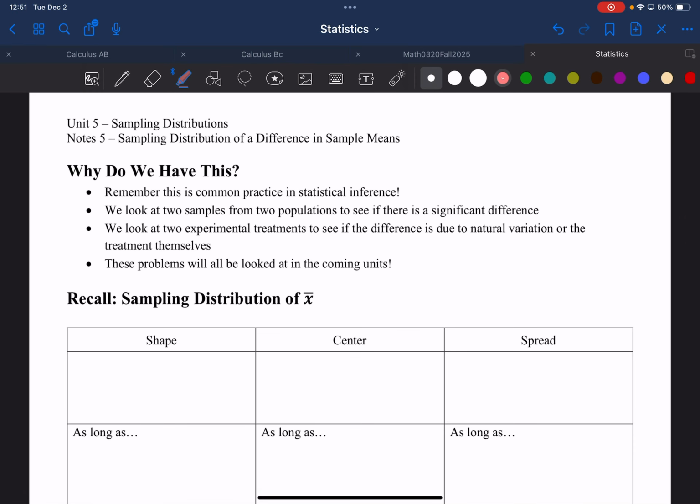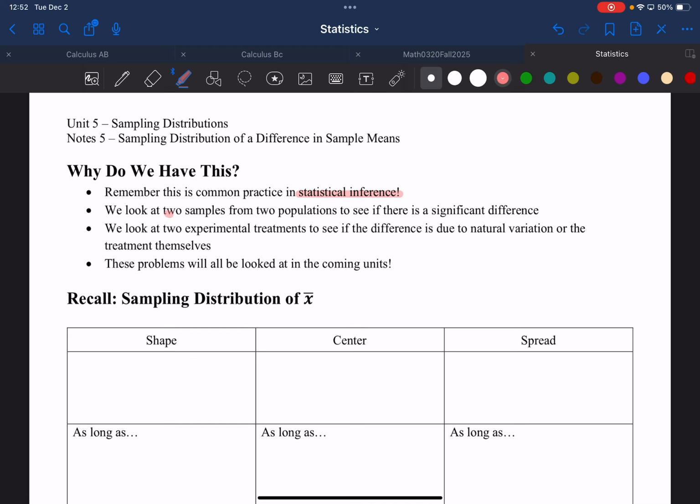Okay, notes 5, sampling distribution of a difference in sample means. So it says, why do we have this? This is a common practice in statistical inference. We're going to start talking about statistical inference when we get to Unit 6 and then finish out the course in Unit 9.